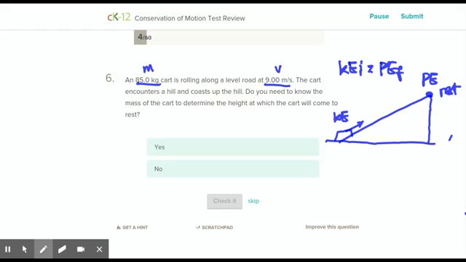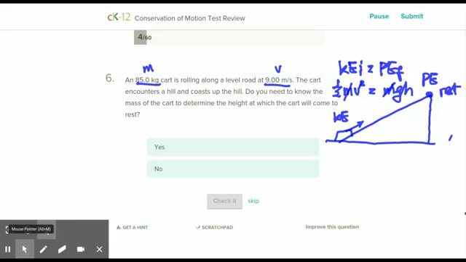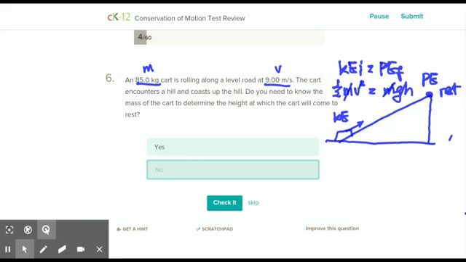All right. So you don't really need to know the mass because if you write your equation out, kinetic energy is half mv squared, equal to potential energy, which is mgh. Since the mass of the cart is the same, m and m can cancel out, so you don't really need to know the mass to calculate. Okay?